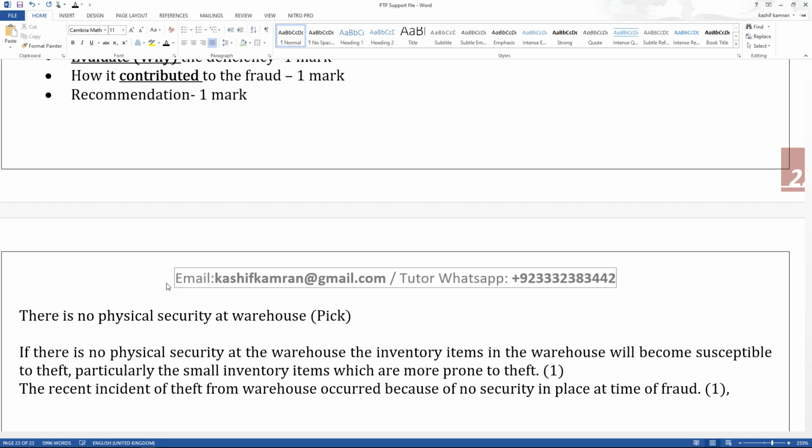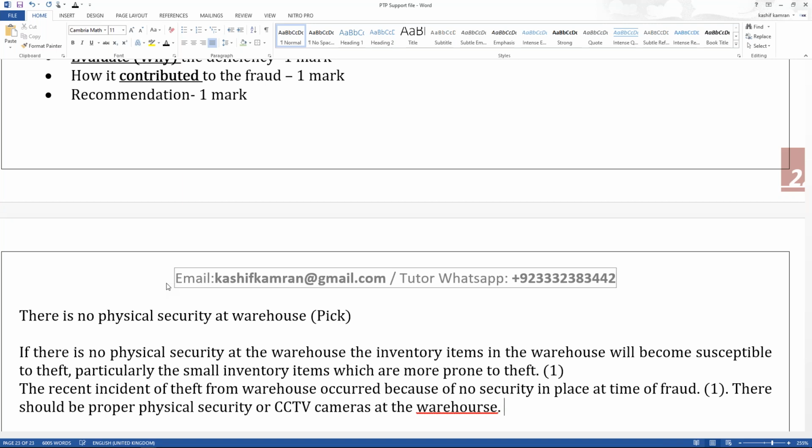And then I tell the examiner the recommendation, which is more simple, right? There should be proper physical security or CCTV cameras at the warehouse to avoid any such thefts in future. So that is the recommendation for 1 mark. So 3 marks. So this is exactly what you have to do in the September December 19 paper.